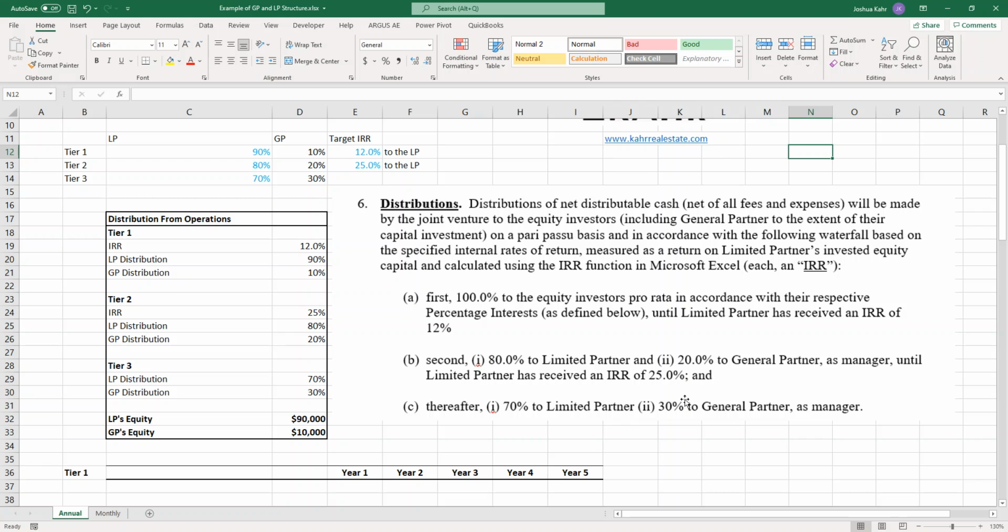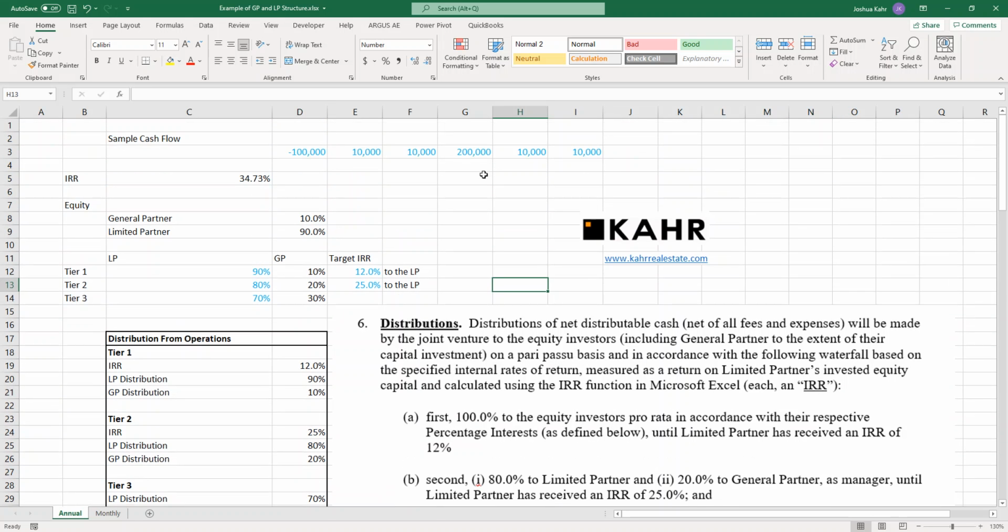Most of these agreements are written to say distribute it until the limited partner gets 25% of their money. Because again, I think that generally makes sense. These things are usually structured around what the investor is going to make because, you know, it's the investor's money, it's what they're putting in. It would make sense that we'd use that to figure out the splits.